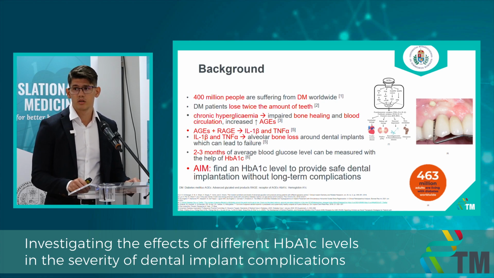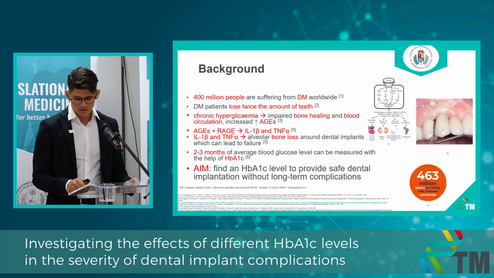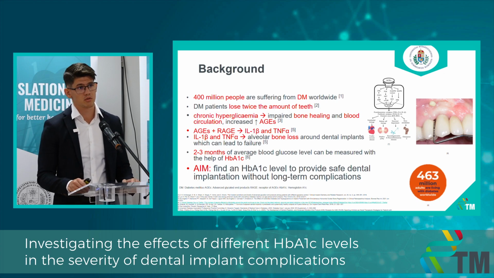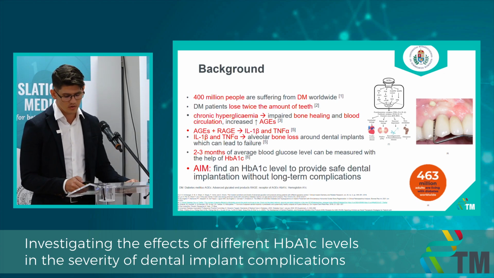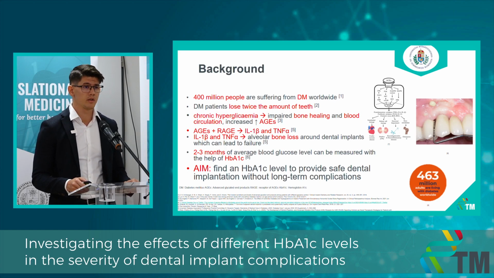And patients with chronic hyperglycemia have an increase in the formation of advanced glycated end products. These products can interact with their receptors, which are called RAGEs, and they release pro-inflammatory cytokines, the likes of interleukin-1 beta and TNF-alpha. All of these can be found in the periodontal tissue as well, and they can cause alveolar bone loss, both around dental implants and around natural teeth.